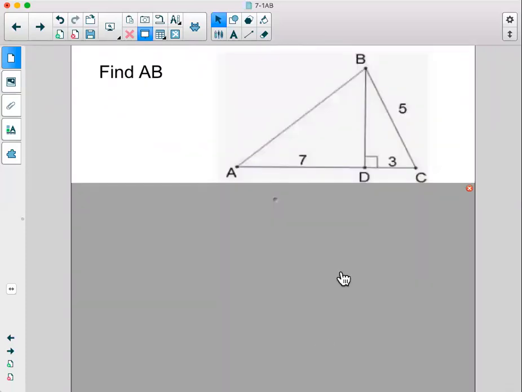Okay, now you try. Find AB. Pause, use your own paper, practice on your own paper, and then press play for the solution.